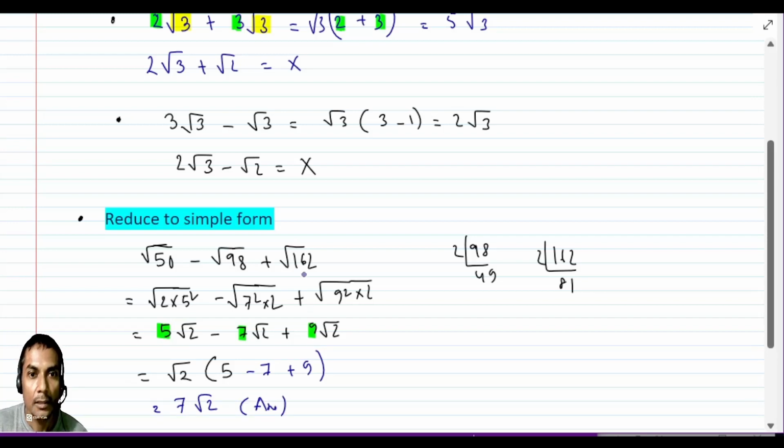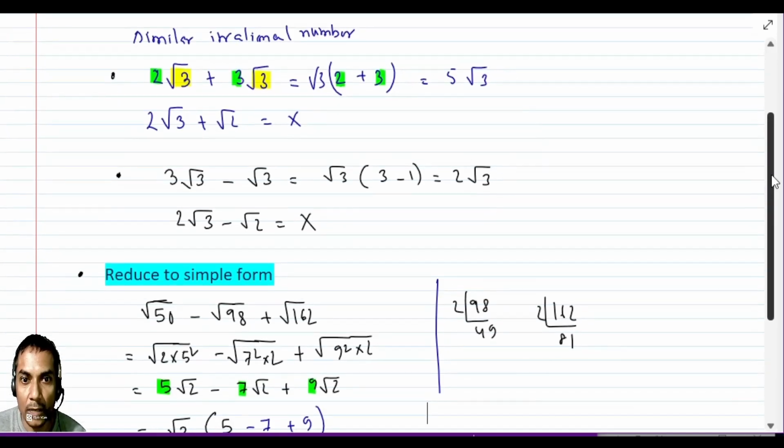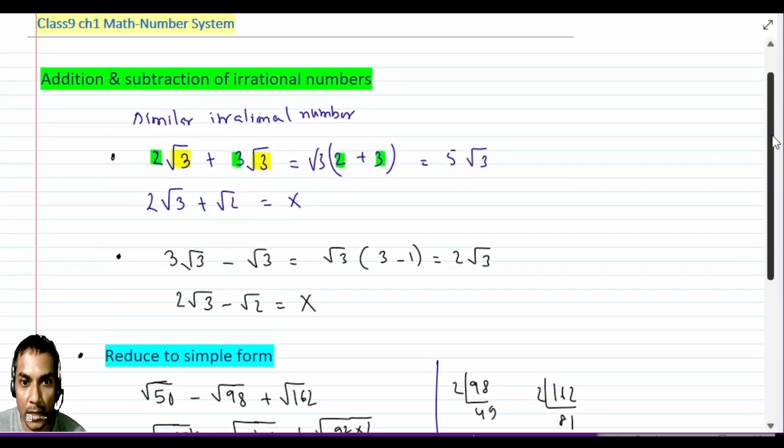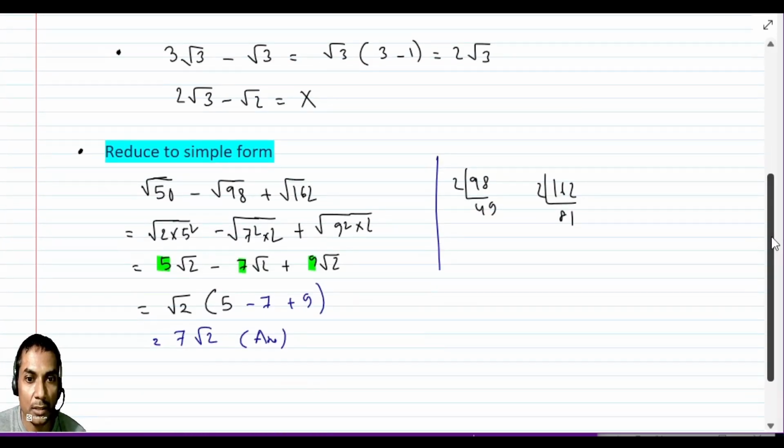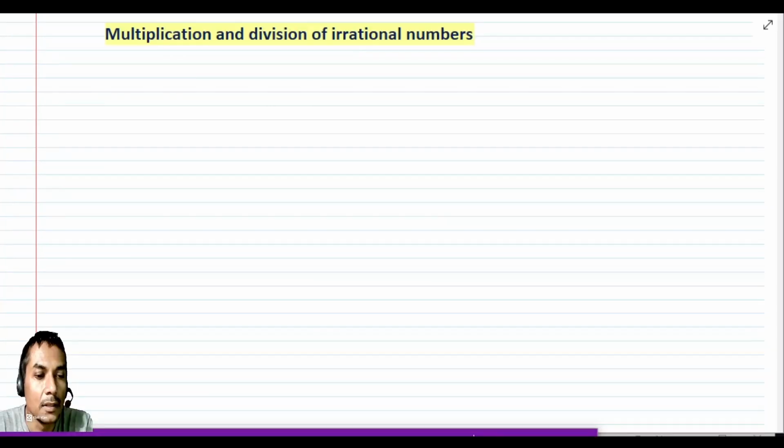Clear? So I hope it is clear. You can solve any problem of this kind. Only remember, addition and subtraction are possible only within like irrational numbers, where the irrational parts are the same. Other values you can't do anything with. Okay, clear? Next we learn the multiplication and division of irrational numbers.